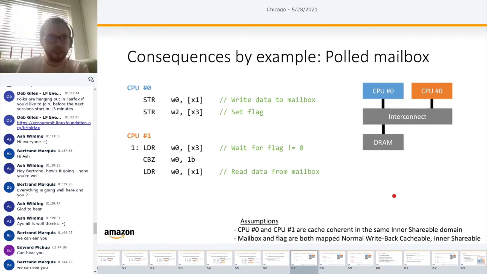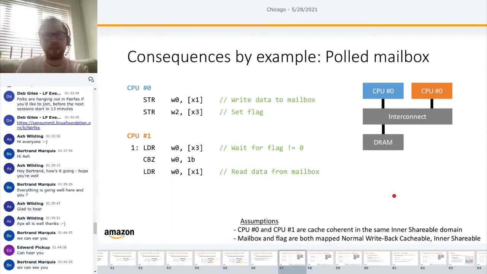Now, I think the easiest way to think of this in terms of things actually being reordered is to think of a real example. So here we've got a polled mailbox. Now there's quite a bit of information on the slide. I'm not going to go through all of it right now, but it's there, and obviously the slides are available in PDF from the link that you'll have clicked to get to this chat room. So take a look at the slides later if you want to see some of the more subtle details here.